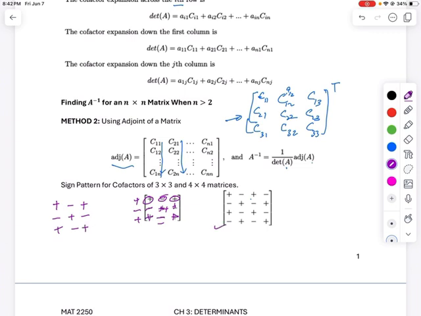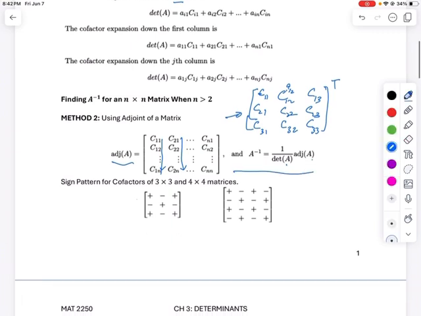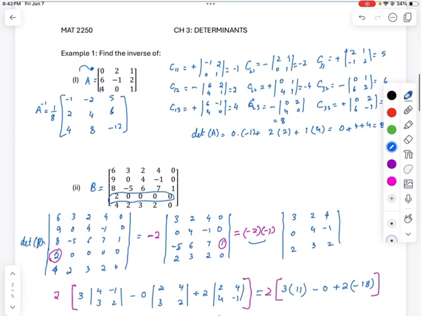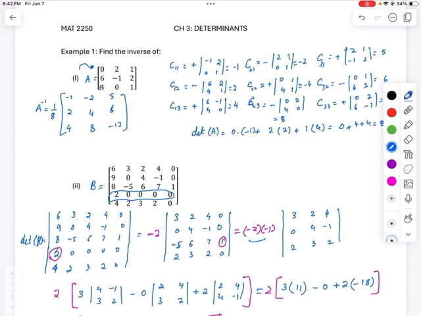Here is the breakdown for the 4 by 4 and so on. So this is how we can do the sign, and so calculate the cofactors and then use this formula to find the inverse. Okay, so here is an example. Find the inverse of this matrix. I'm giving it the name A. And so we have to find the inverse of it.